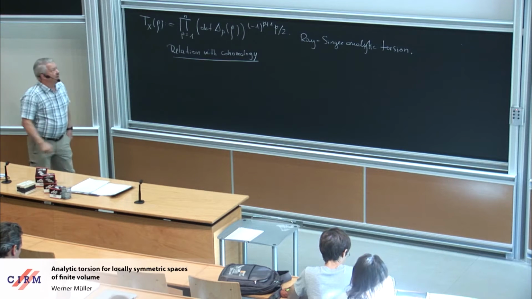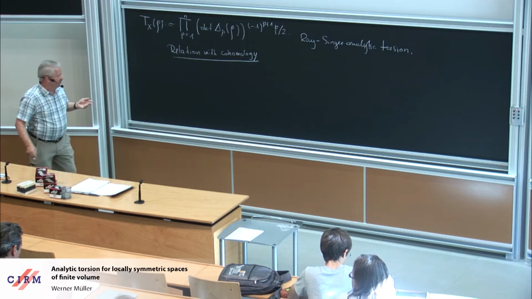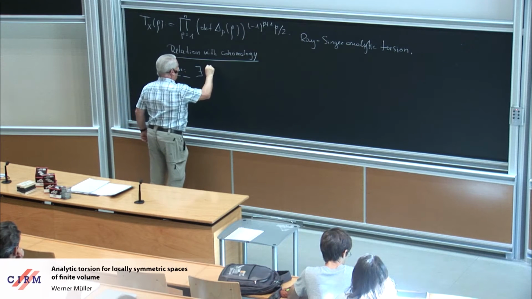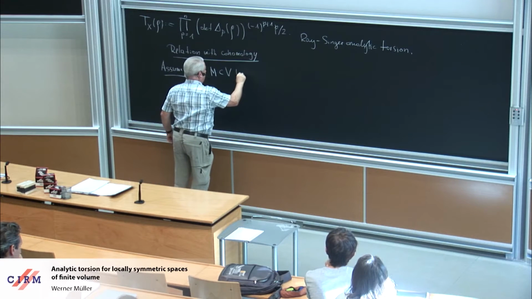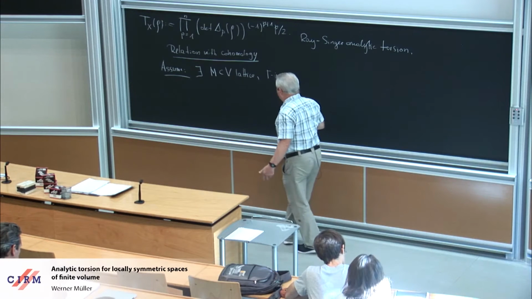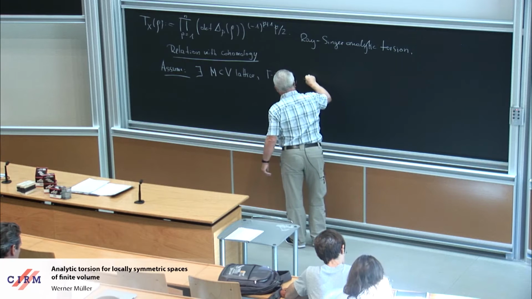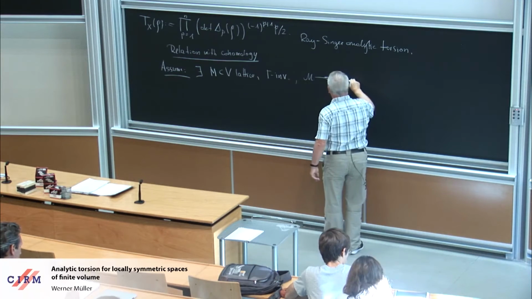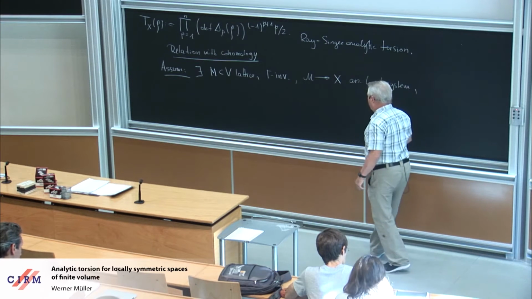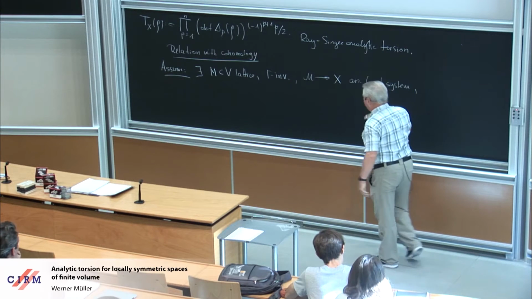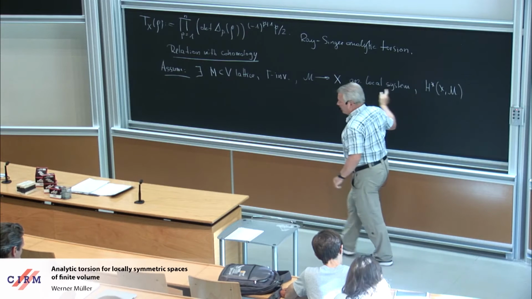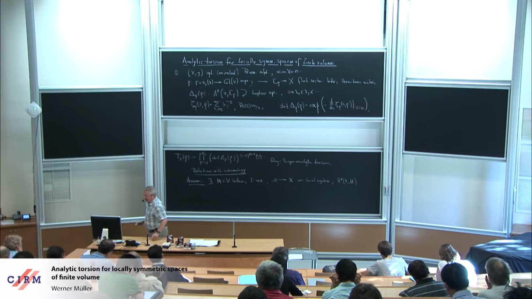So assume that the flat bundle has an underlying integer structure. This means we assume that there exists a lattice in the corresponding representation space, which is gamma invariant, so preserved by the action of gamma. And if this is the case, then we can talk about the associated local system. So this is a local system of Z-modules of finite rank. And with this local system, we can also talk about the cohomology of X with coefficients in the local system. So this is a finitely generated abelian group, and so it has a free part and a torsion part.